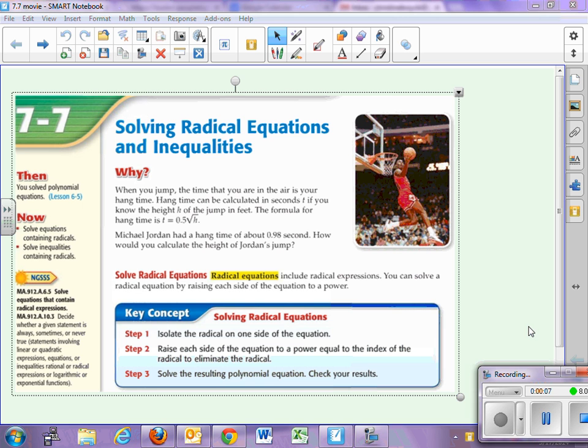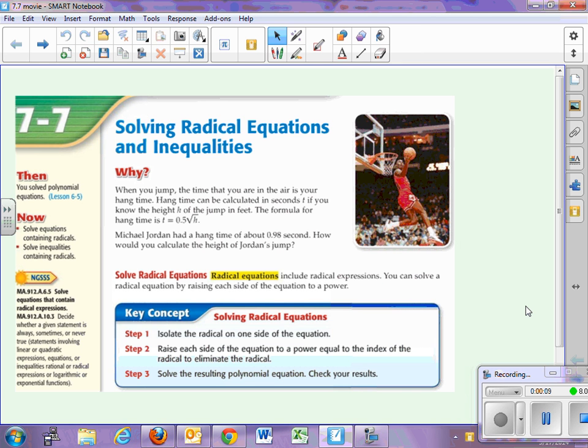Hi everyone, we're going to work on 7-7, solving radical equations and inequalities. I'll warn you, we're going to do a lot of examples so we really get the feel for it, and I hope you do every single example.